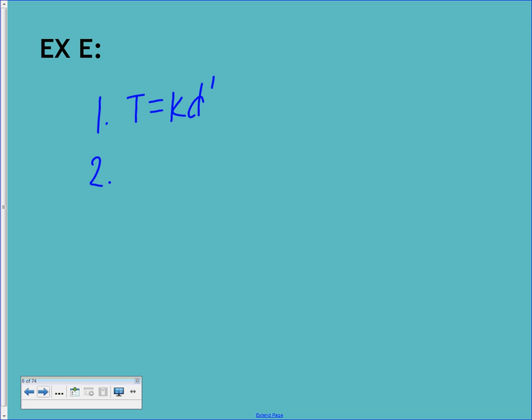Now, step 2, I want to solve for my k value. So I know that my time was 40 seconds when the lightning was 8 miles away. So then I can simply divide each side by 8. So I know that my k here is 5.